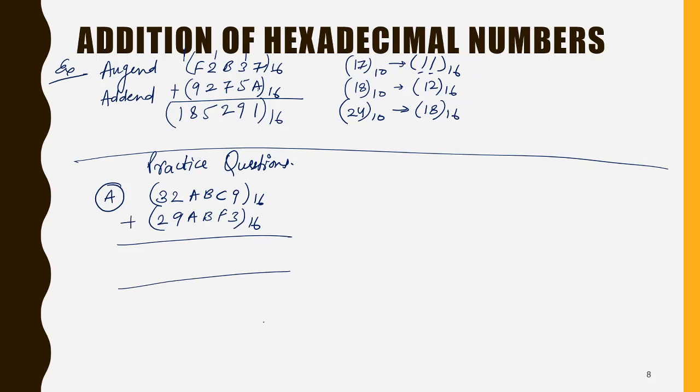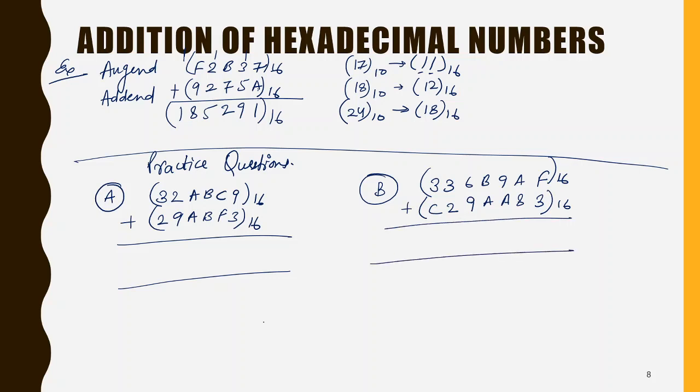Now this addition you have to perform, and the second addition that you have to perform is 336B9AF and C29A83. This is the first hexadecimal number, that is the augend, and this is the second hexadecimal number, that is our addend. Now you have to try these two questions for this addition of hexadecimal numbers.